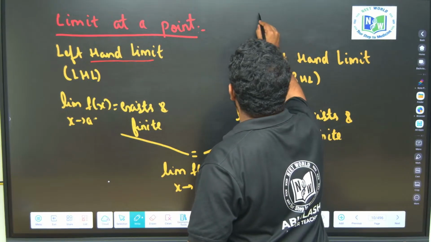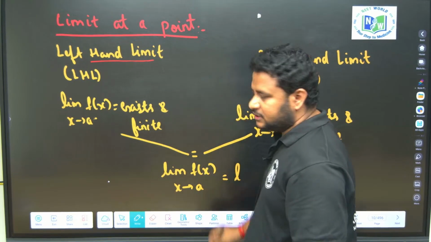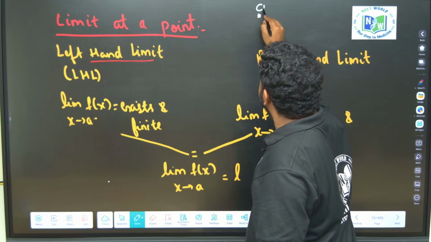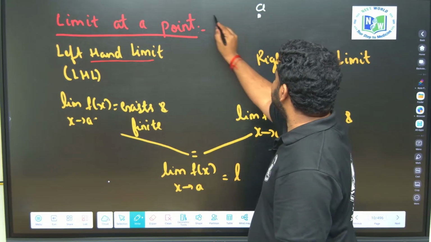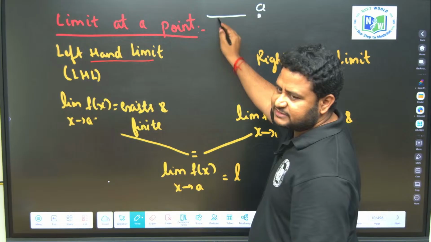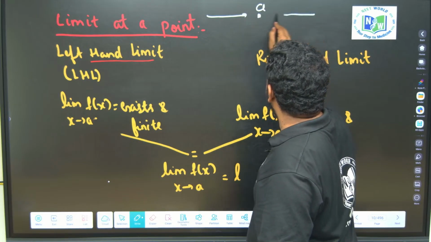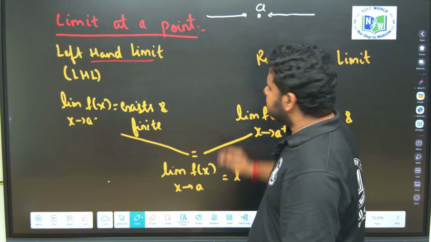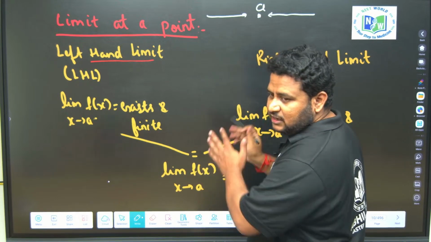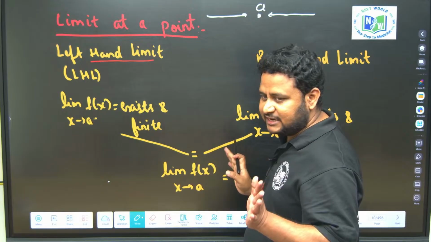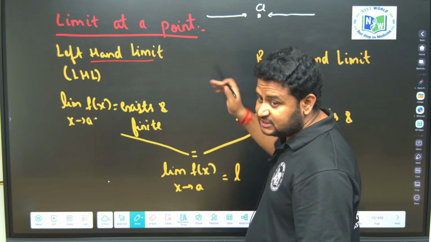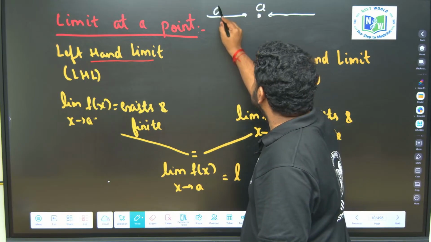Now let us take this point. This is point A. So you are coming from this side. For point A, which side is this? Left side. And your friend is coming from the right side. So when you are coming from the left side, left of A, we consider it as negative, but actually it is not minus A. We call it A minus.